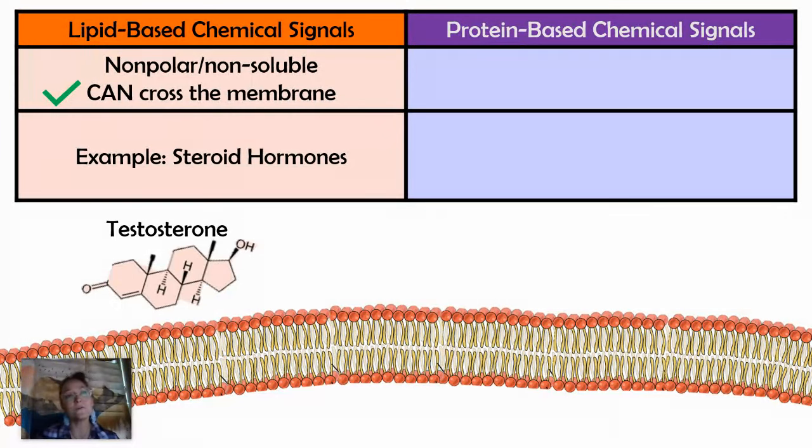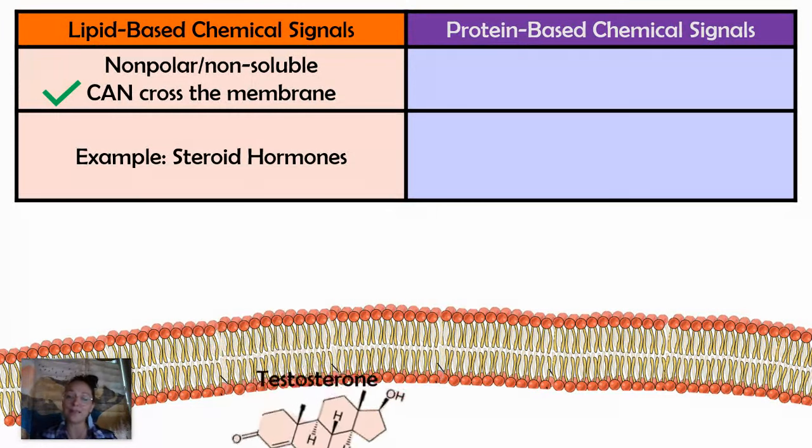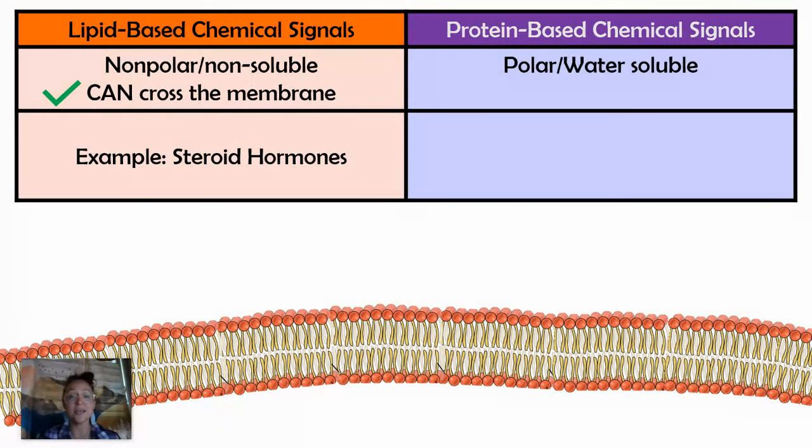So when a gland sends out the hormone testosterone, and testosterone reaches a target cell, it can actually cross right through that lipid bilayer because the testosterone molecule is also a lipid and nonpolar. On the opposite side, we have our protein-based chemical signals. These are polar, or water-soluble. They cannot cross that cell membrane.